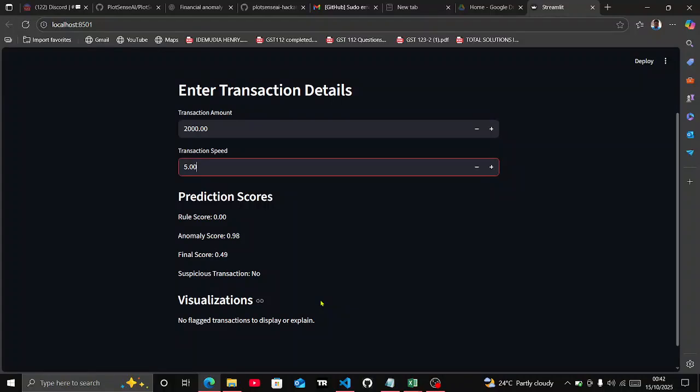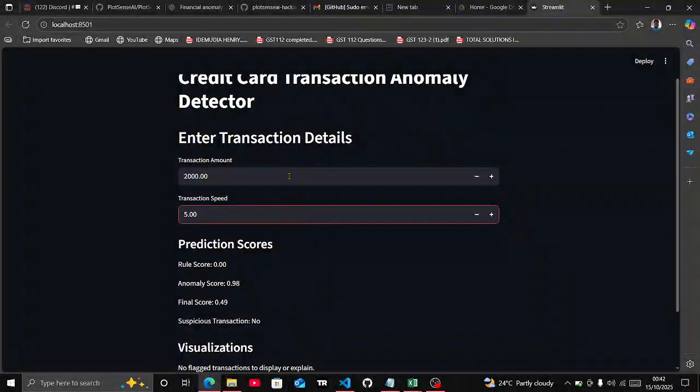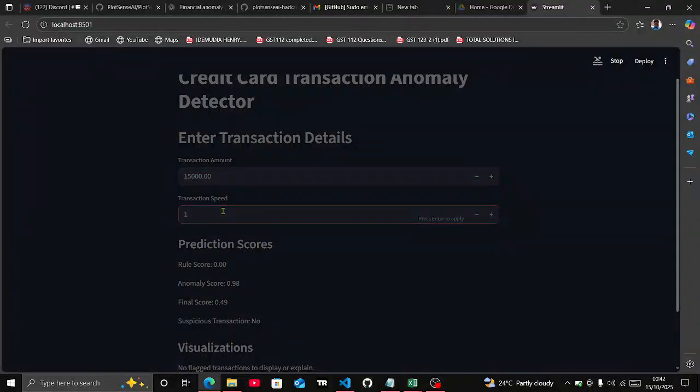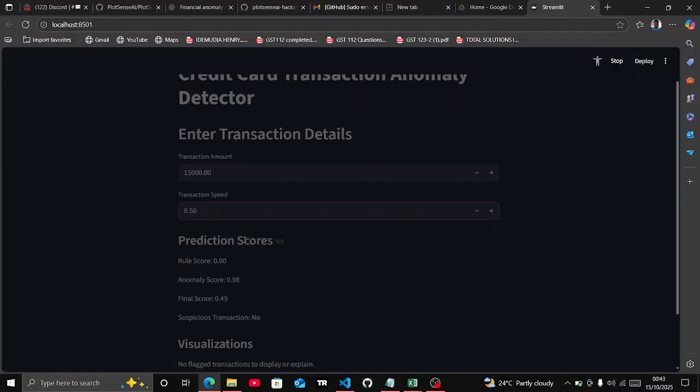So I'm going to try changing the input now to a suspicious transaction. I'm going to use a large amount, let's say 15,000 naira, and let me use 0.5 seconds, and I'm going to press enter. Like I said earlier, the higher the transaction amount, the higher the transaction speed is supposed to be. But in this case, it's vice versa. The transaction amount is high and the transaction speed is quite low.